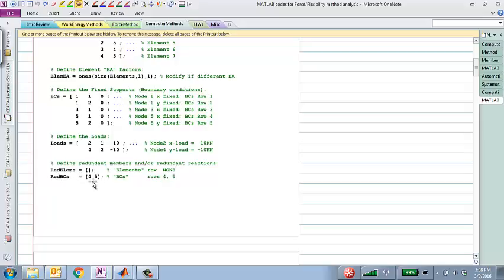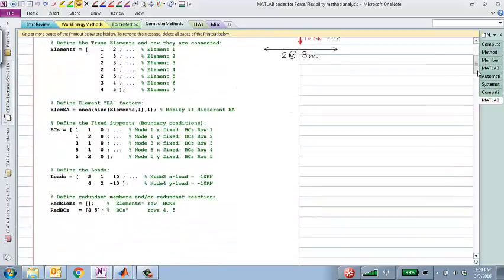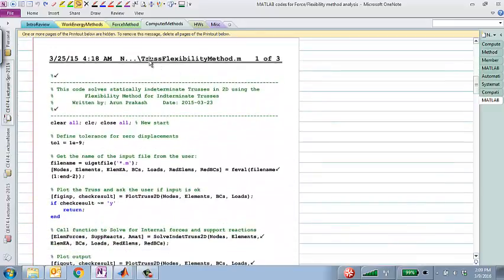Redundant boundary conditions, I'm saying 4 and 5, which is basically the 4th row here. That's the reaction 5x. And the 5th row here, that's reaction 5y. I'm saying those 2 reactions are redundants for this particular problem. Okay, so that's the only extra thing that you would have to specify in your input file for this particular truss example. Once you do that, you can call the main program, which is truss flexibility method.m.